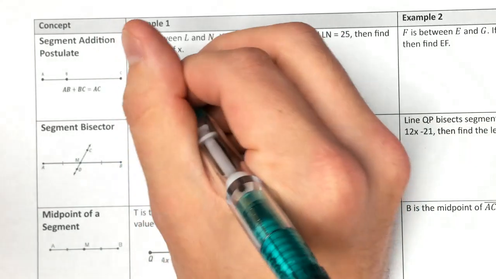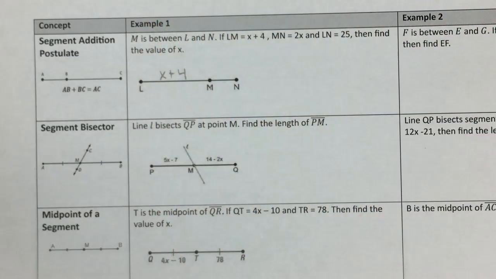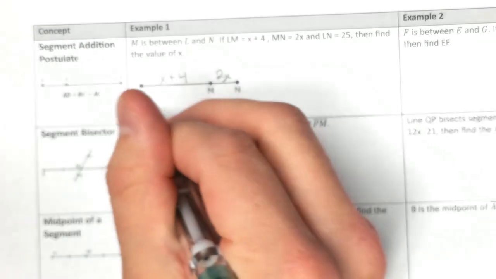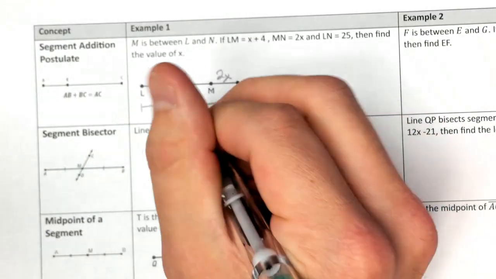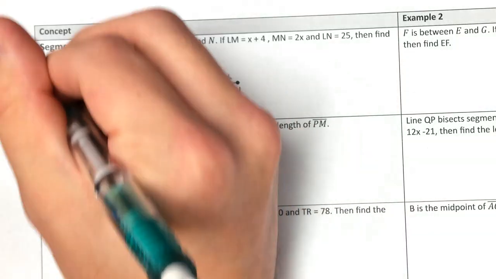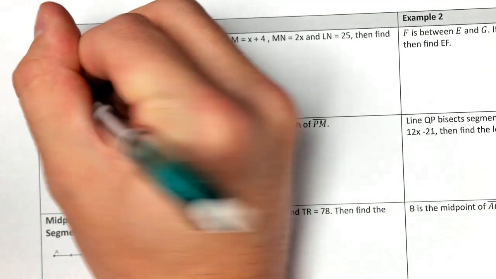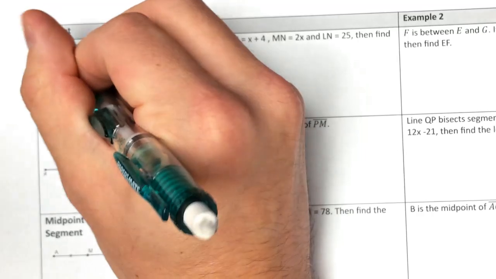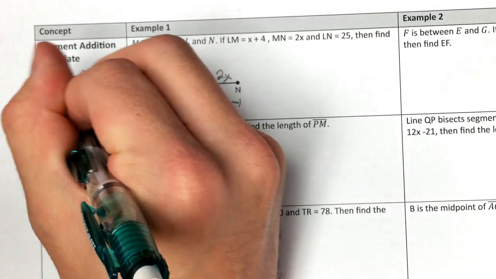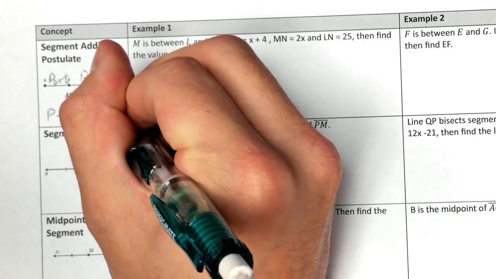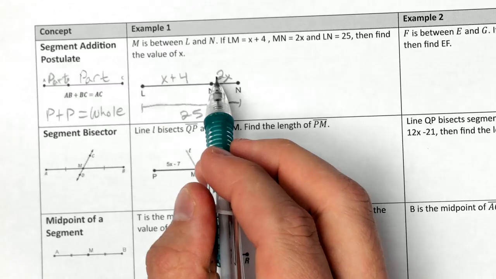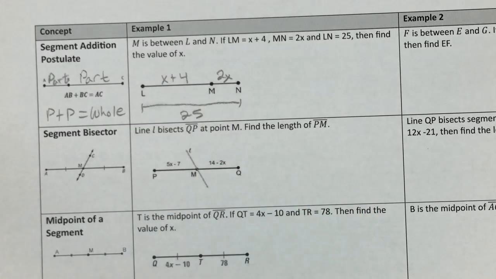They said L to M is x plus 4, so I'm going to label that. M to N is 2x, so I'm going to label that as well. Okay? And then L to N I know is the whole distance here, which is going to be 25. One thing that we need to understand with segment addition postulate is I can take one part of my line, I can add it to another part of my line, and when I add those 2 parts together, it's going to equal the whole distance. Okay, so we know that x plus 4 is the little part, 2x is another little part, and then 25 is representing the whole thing.